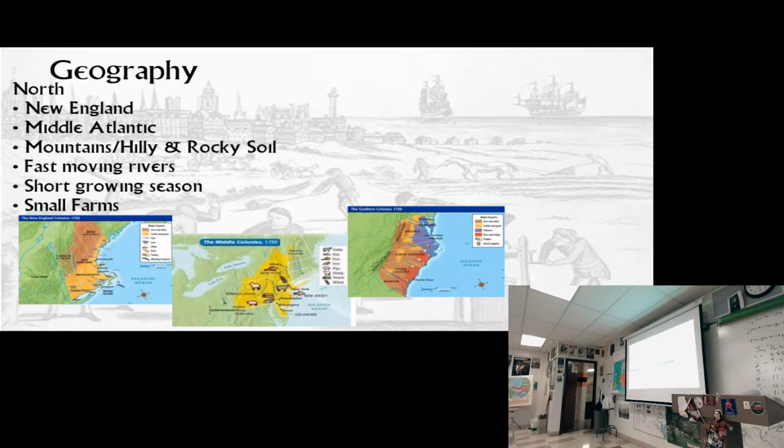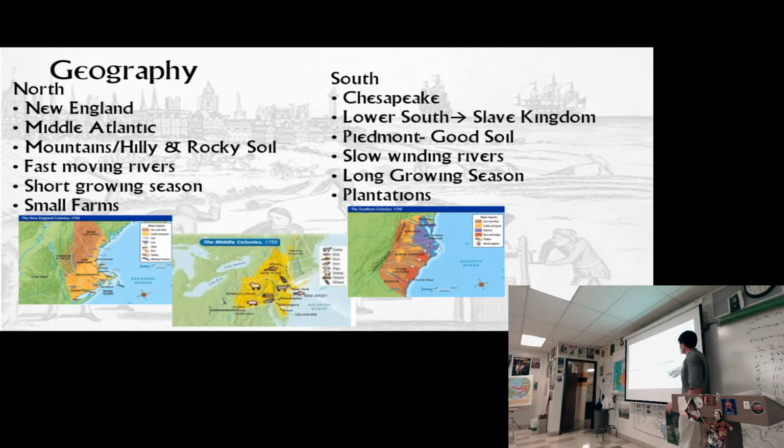Much more diversified. Where in the South, the Chesapeake and the Lower South, aka the Slave Kingdom, that's the only reason British settlers came here, to start plantations. The Piedmont, good soil, slow waterways, which is good for navigation too, to move crops up and down, but also means big farms, longer growing season, different type of agriculture. You're going to have different people living here than here. And that legacy exists to this day. It really is noticeable.